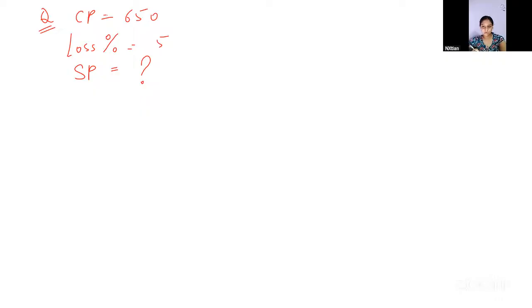Ma'am, what was CP again? Cost price. CP is cost price, SP is selling price.